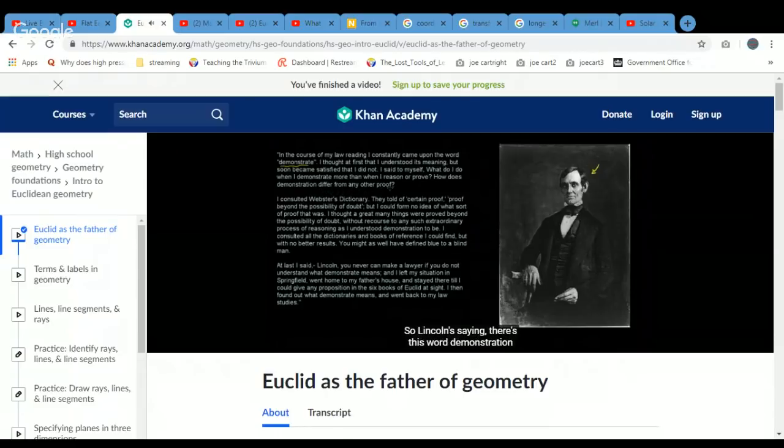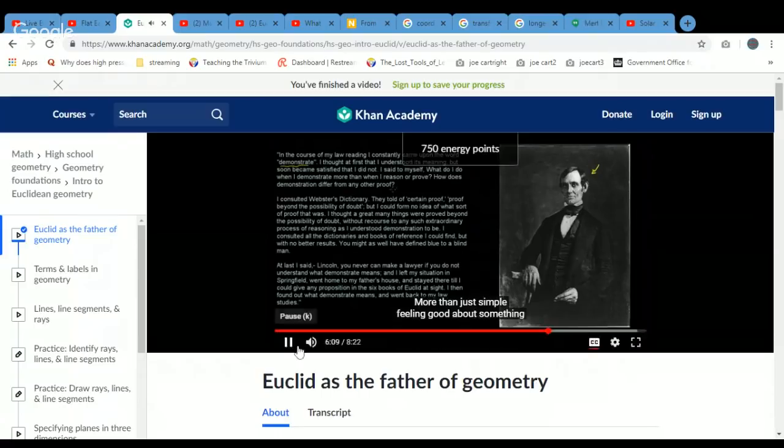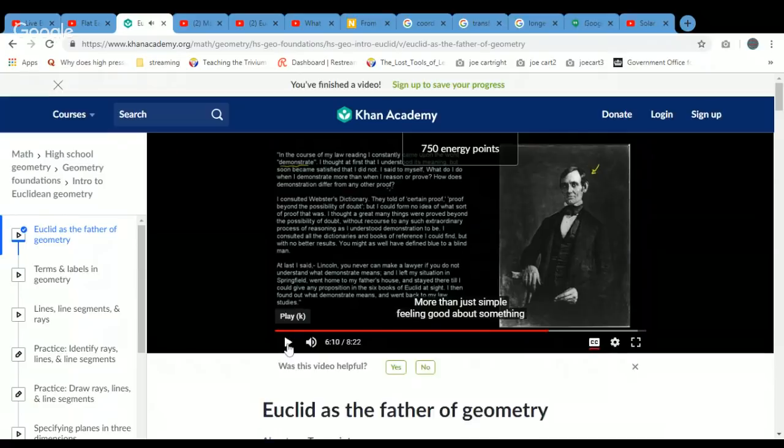So Lincoln is saying there's this word demonstration that means something more: proving beyond doubt, something more rigorous than just simple practicality. You know, water doesn't bend. There's a demonstration. Verify it for yourself or falsify it. Self-evident demonstration of the natural world.